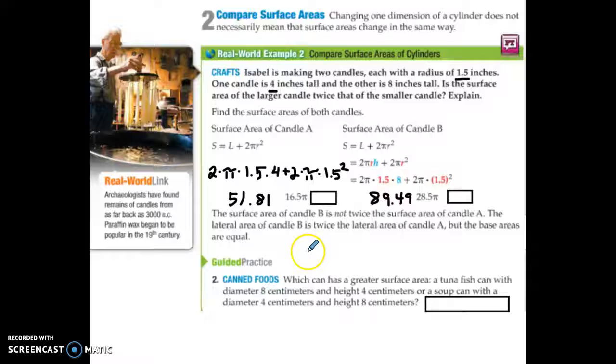Alright, so that's how we do those problems. Just want to compare the answers and kind of explain what happens. But we're just using this formula right here over and over again today.